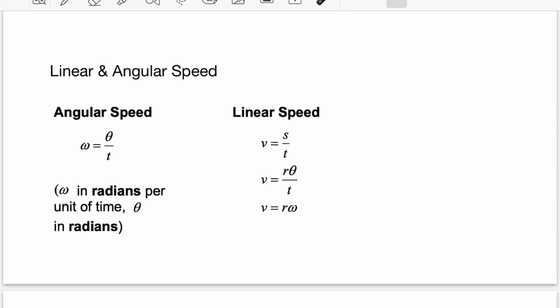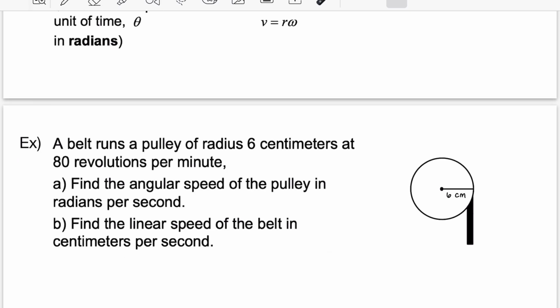Our linear speed here is going to be given by v, and it's going to be equal to s over t, where s is our arc length. Now remember, our arc length was equal to r times theta here. So we can rewrite this as our linear speed is equal to r times theta over t. And then remember, theta over t is equal to our omega here, or our angular speed. So this means we have r times omega would be equal to our linear speed.